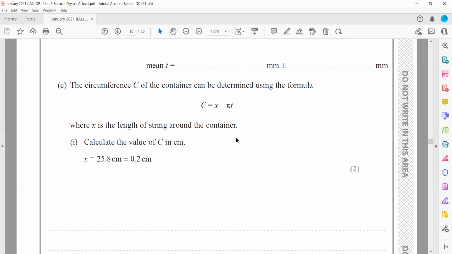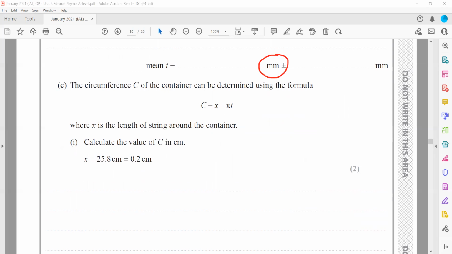The circumference of a container can be determined by using a formula where x is the length of a string. Calculate the value of c in centimeter. So we have t in millimeter. Here this t is in millimeter. So first we have to convert, and x is also already in centimeter. So we'll get the value.